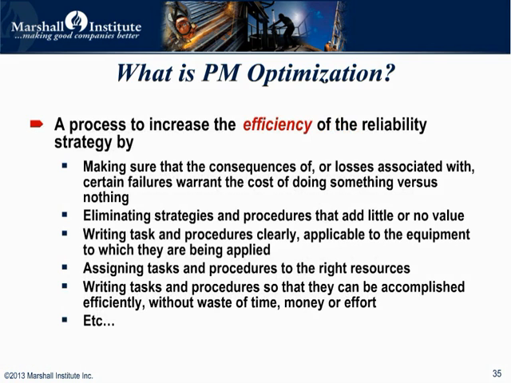PM optimization increases the efficiency of the reliability strategy by, one, making sure that the consequences of or the losses associated with certain failures warrant the cost of doing something versus nothing. Secondly, eliminating strategies and procedures that add little or no value. Thirdly, writing tasks and procedures clearly, applicable to the equipment to which they're being applied. Fourth, assigning tasks and procedures to the right resources. Fifth, writing tasks and procedures so that they can be accomplished efficiently without waste of time, money, or effort, and so on.